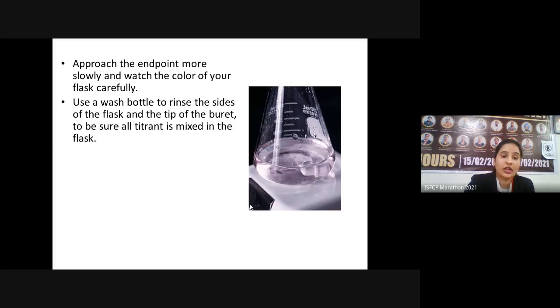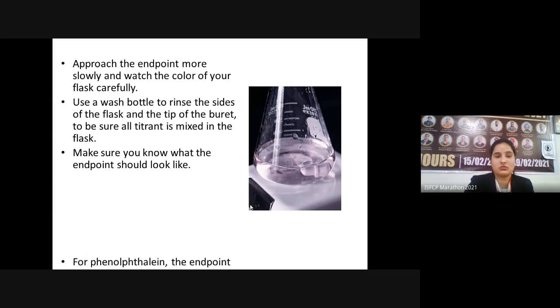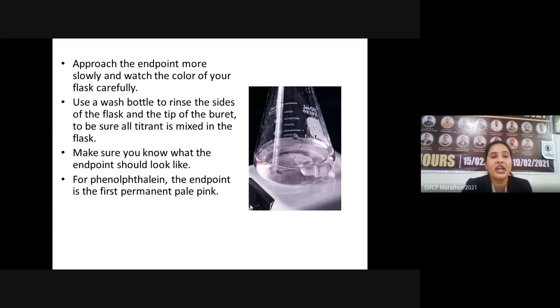It is very important to observe the endpoint. Sometimes a temporary endpoint is observed. We have to make sure that a permanent endpoint is observed. The temporary endpoint generally disappears after a few seconds, so we should keep our solution for a few seconds to check. If the color lasts for a few seconds, then the endpoint is permanent and we can note down that particular point.